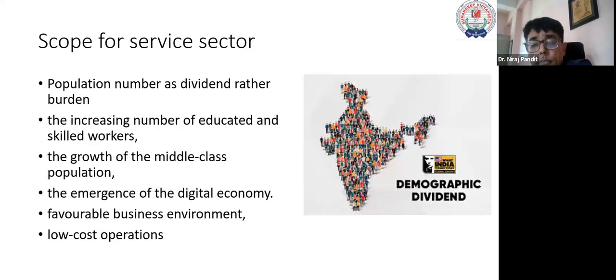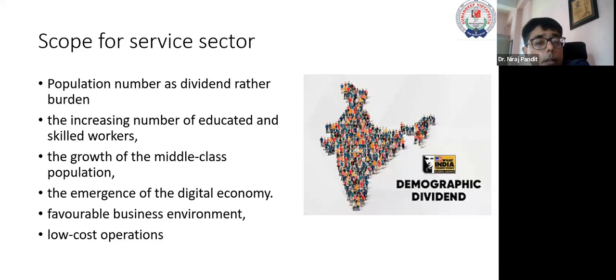Now, scope, this is very important. Demographic dividend. Whenever you are investing in the share market or anywhere in the market, you always like to know the return on our investment. How much dividend we are going to get, how much growth we are going to get. So population number as a dividend rather than a burden. This is the most important challenge we took as an Indian, as a Bharatiya.